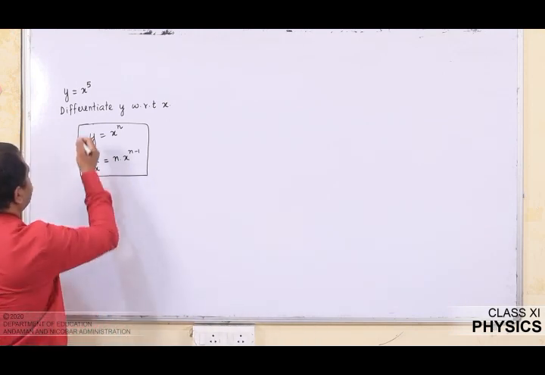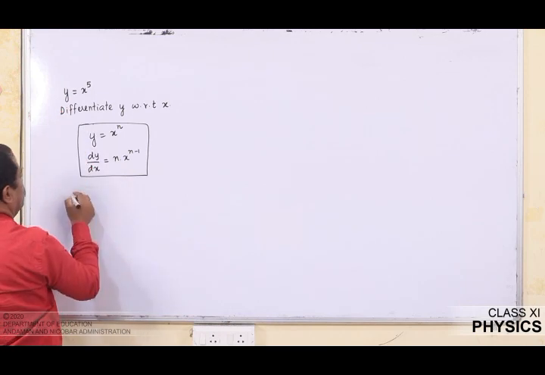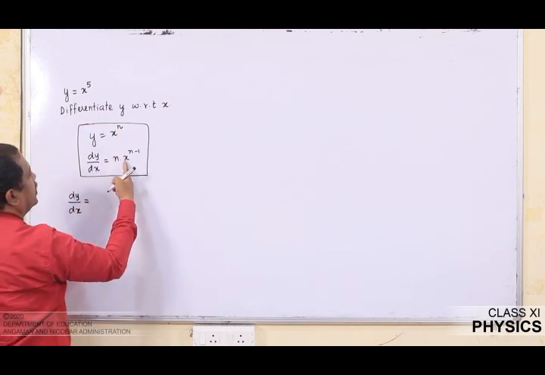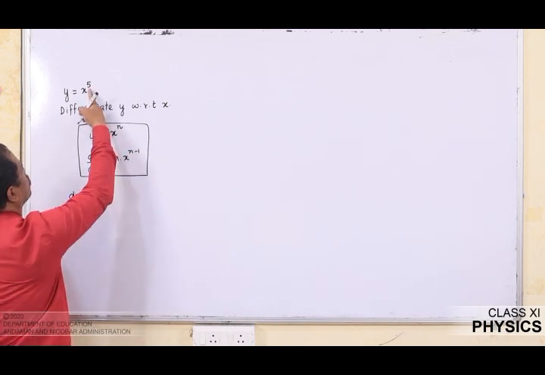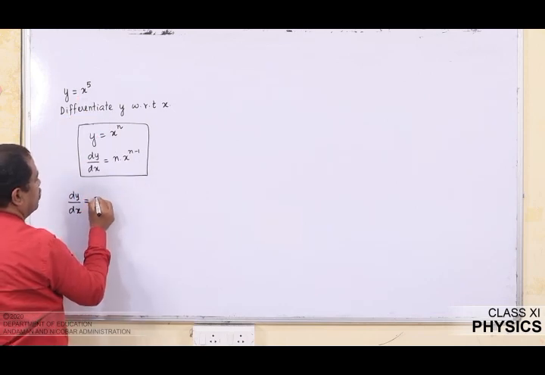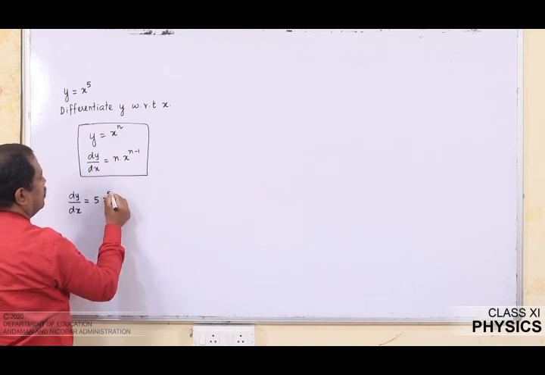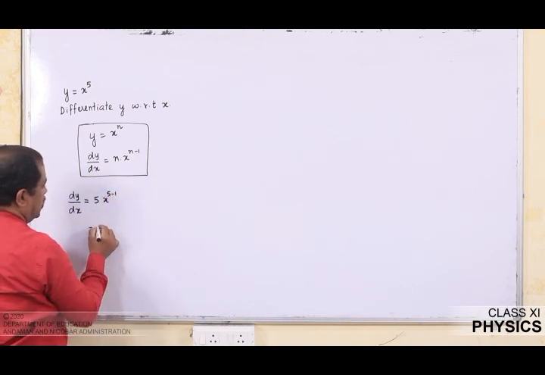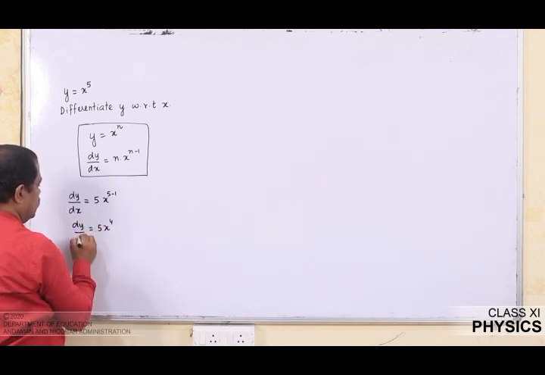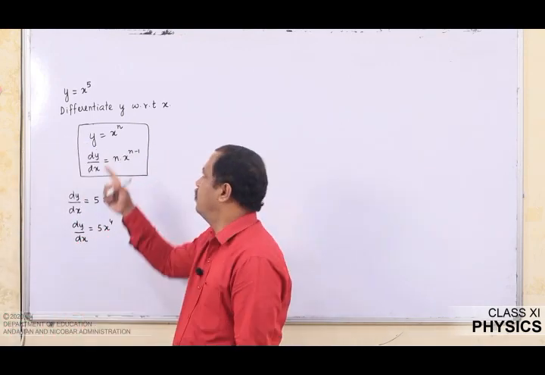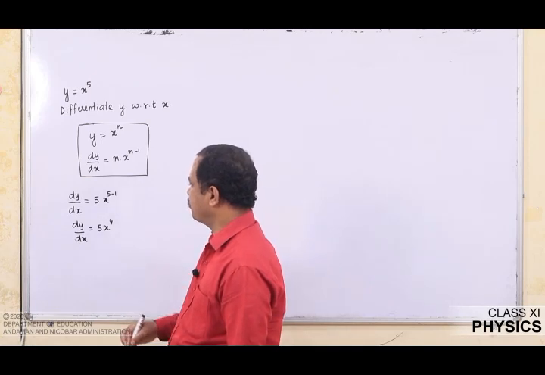So, for this one, dy over dx is equal to power times x power minus 1. Here I have power 5, so 5 times x power minus 1. So, I will have 5 minus 1, which gives 5 x power 4. So, this is the differentiation of y is equal to x power 5 with respect to x.